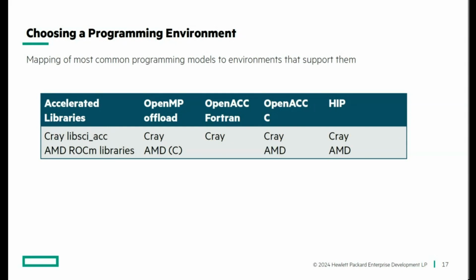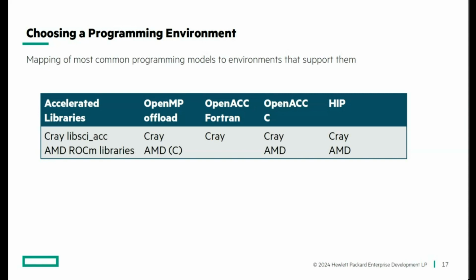And here's a slide to outline some of the choices you have and which environments provide those choices or not. When we talked about libraries, there is something called libsci-ACC, an accelerated version of the libsci library, and I'll say something about that a couple of slides later. And there are many more libraries in the AMD ROCm stack, and I'll explain a little bit about those later. If you want to do OpenMP offload, then you can do that with the CCE compiler for Fortran and C, and you can do it with the AMD compiler for C. OpenACC is only supported by the Cray compiler for Fortran.